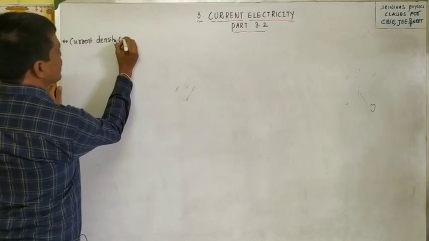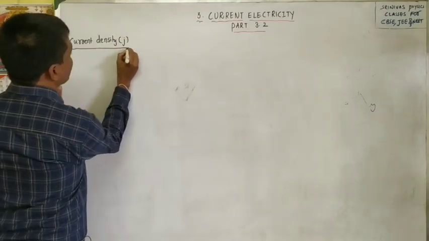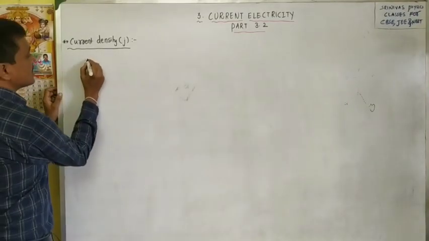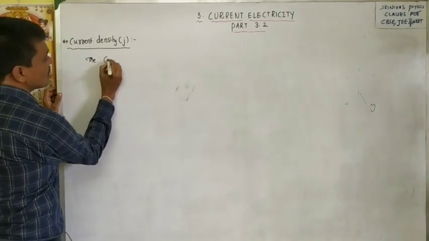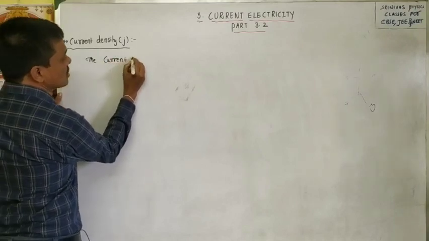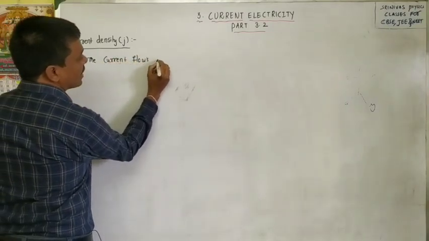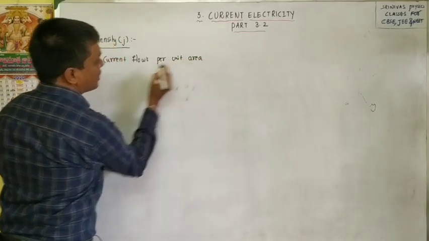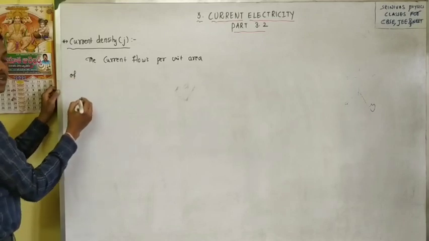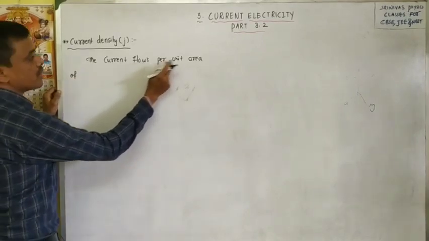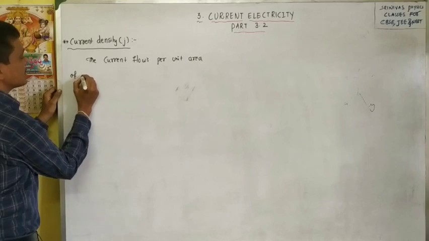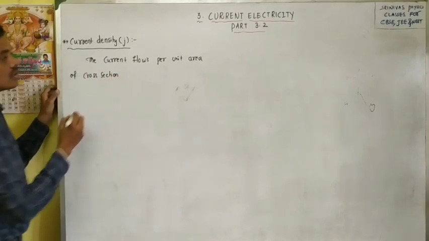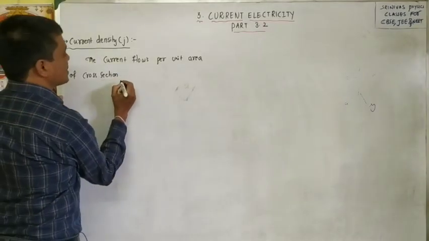Current density is denoted with J. It is a vector. We know already current. Now what is current density? The current density is the current that flows per unit area of cross section.